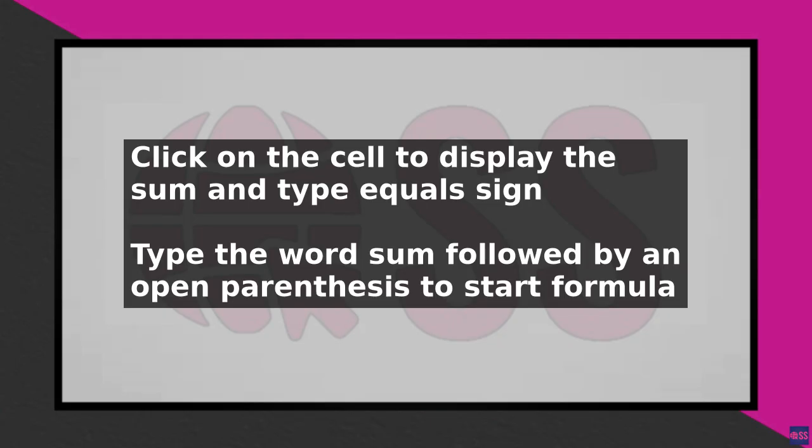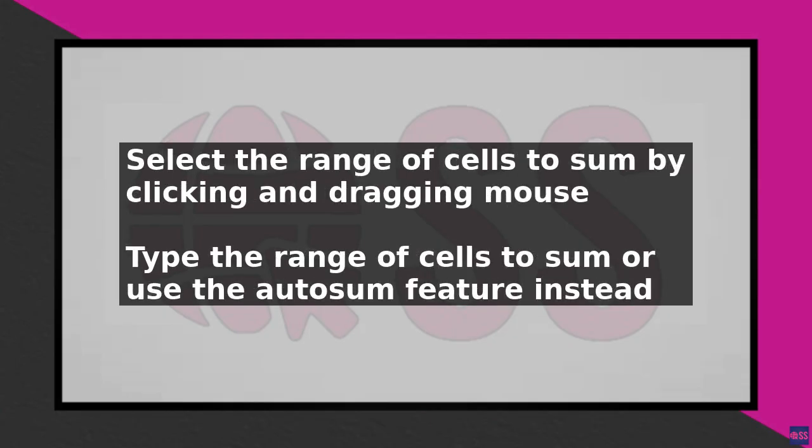Then, type =SUM, followed by an open parenthesis. Now, select the range of cells you want to sum. You can do this by clicking and dragging your mouse over the cells, or by typing the range of cells. For example, if you want to sum cells A1 through A10, you would type A1:A10. Close the parenthesis and press Enter. Google Sheets will automatically calculate the sum of the selected cells and display the result in the cell you chose.